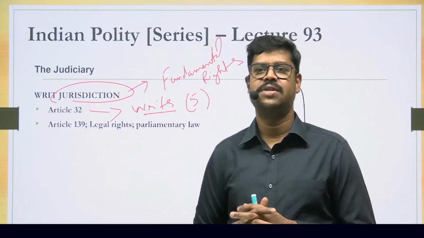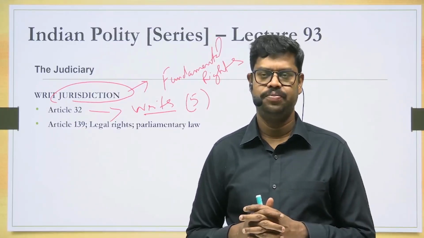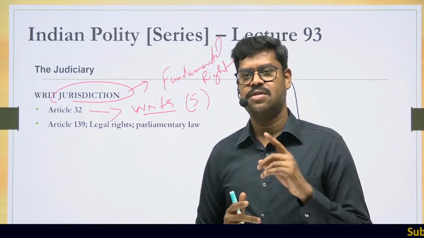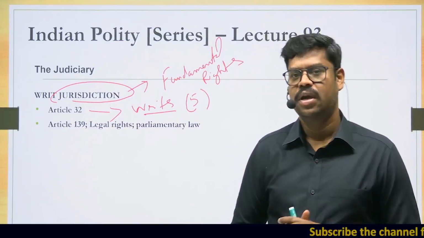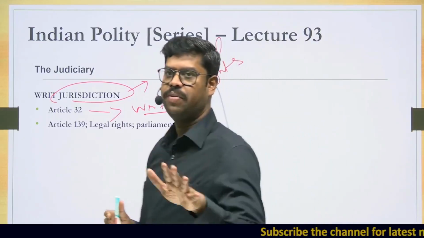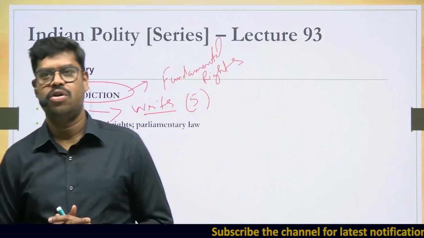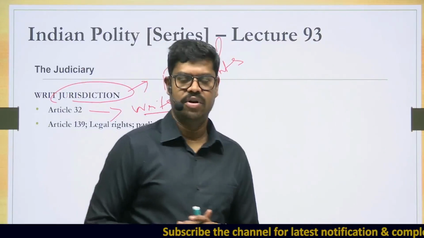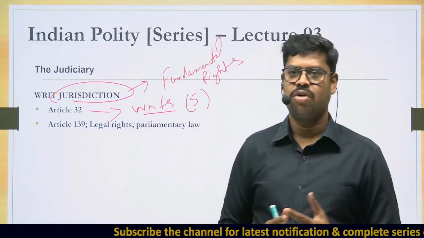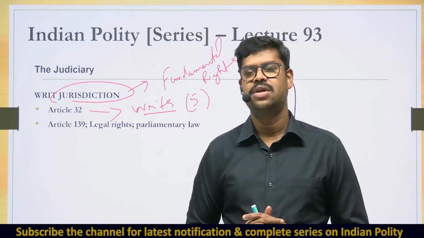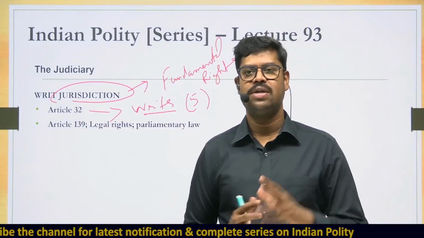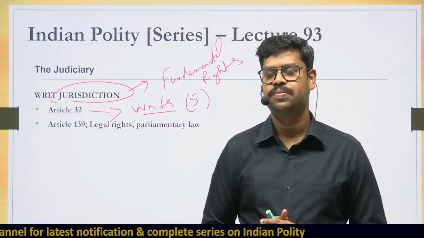The writ of habeas corpus is basically to have the body. The writ of mandamus is the court commands a particular authority to perform their duty. The writ of prohibition is to forbid or to stay an order of a lower court. The writ of certiorari is to certify an order of lower court. And then the last thing, writ of quo warranto, is by what authority or by what warrant somebody is holding on to a public office.